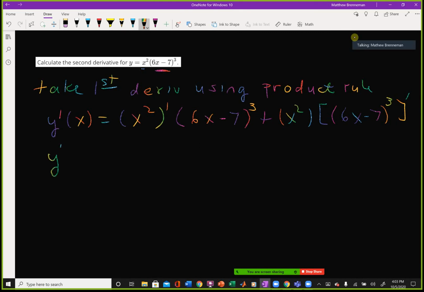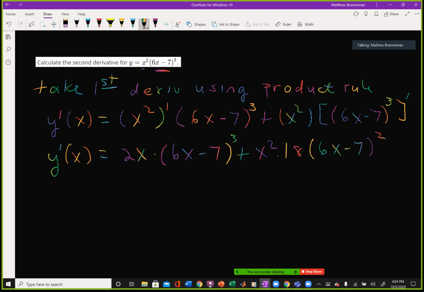and, whoops, one derivative. And so the first term is just 2x times (6x minus 7) quantity cubed. And then this is x squared. And here I got 18 times (6x minus 7) squared. And I need, yeah, that looks good, okay.